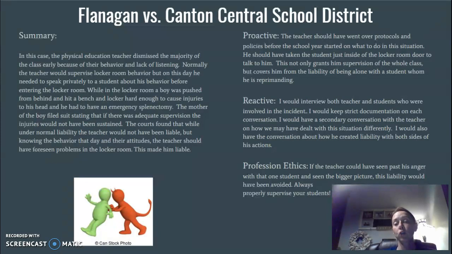Proactive measures: the teacher should have gone over protocols and policies before the school year had started on what to do in this situation. And the administration also should have talked to him about how to take the student inside the locker room door to talk to him instead of outside of the locker room door and leaving the class unsupervised.